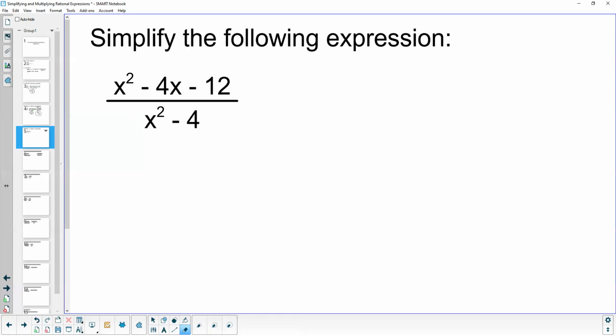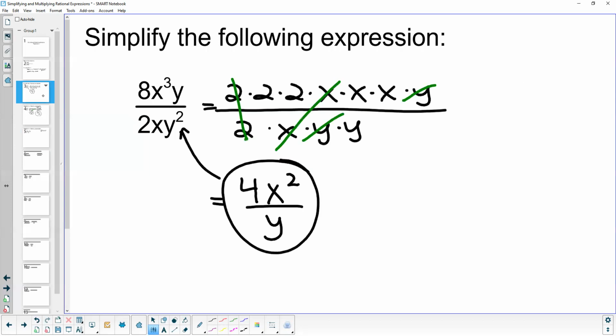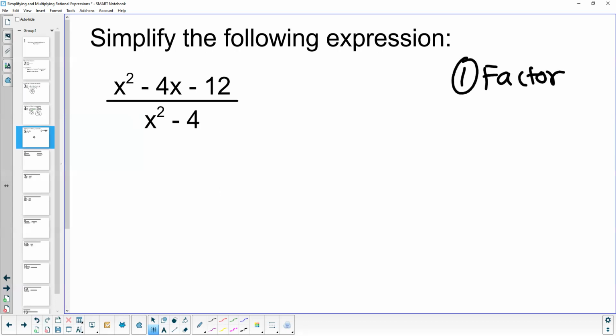So how we turn it from an add subtract problem into a multiply problem is we factor. So to simplify expressions, the very first thing we want to do is factor it. And that's what we were doing before, right? Up here, we were factoring it out completely. That's what we want to do every time, factor completely. So let's take a look at it.